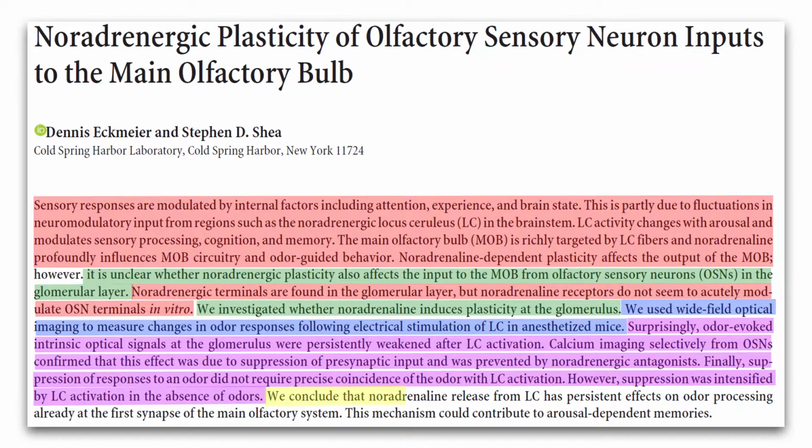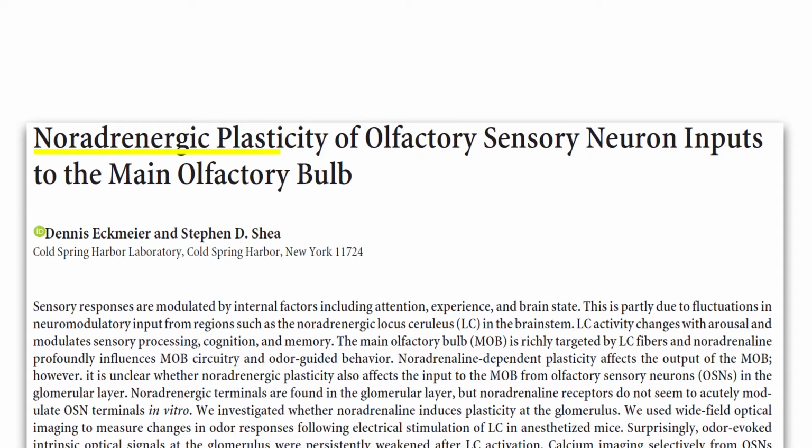And then I get to the conclusion by saying, we conclude that noradrenaline release from locus coeruleus has persistent effects on odor processing already at the first synapse of the main olfactory system. This mechanism could contribute to arousal-dependent memories. Alright, then let's look at the title and see if it wraps up the paper nicely. And the title is Noradrenergic Plasticity of Olfactory Sensory Neuron Inputs to the Main Olfactory Bulb. This is actually very concise, maybe too concise. Maybe too brief, we'll see. What do you think? Tell me in the comments.